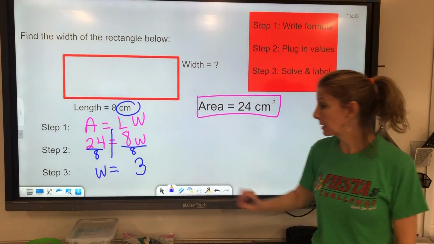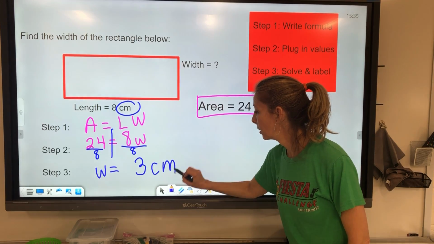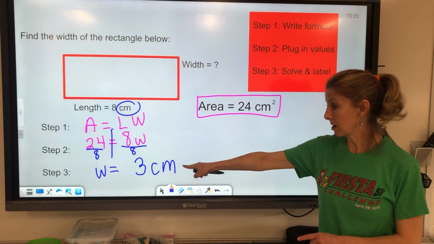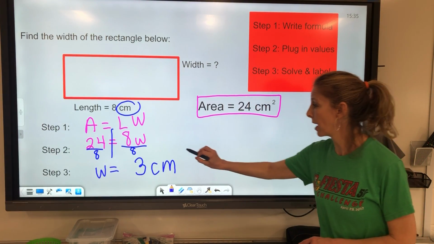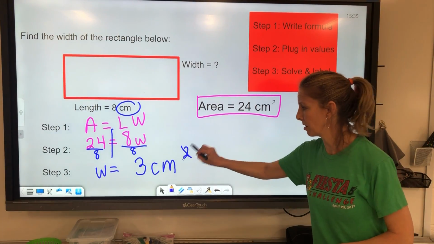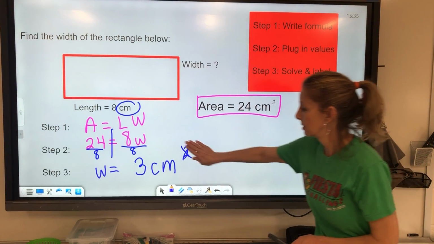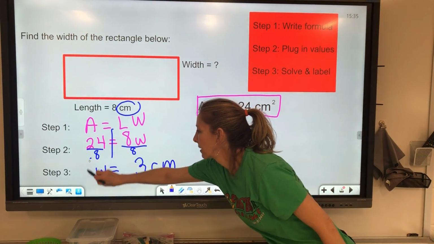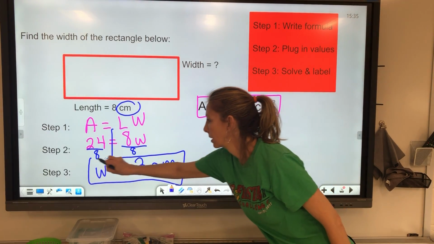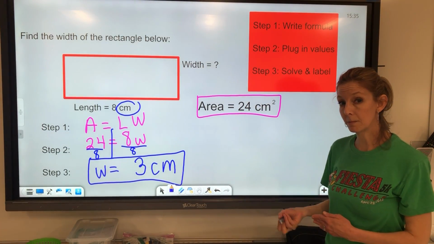Notice this was in centimeters. Okay, remember, we're not finding the area here, we're only finding the width. So I don't need that little square there, that only goes for the area. This is my final answer. My width is equal to 3 centimeters.